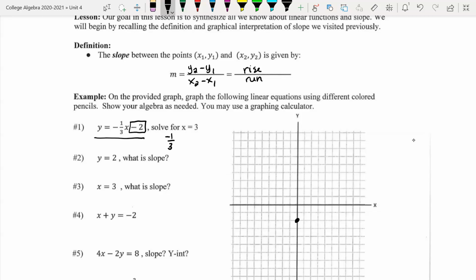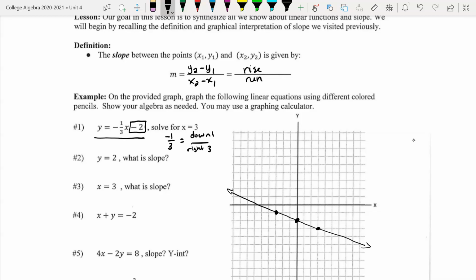I'm going to tell you right now, use the rise over run to go up or down, and then always go right. So this one's going to be down 1, right 3. So I'm going to go down 1, right 3 from my y-intercept and plot a point. I could also do the opposite and go up 1, left 3. That would give you the same thing. So now I'm going to graph this one. Try my best to draw a straight line.